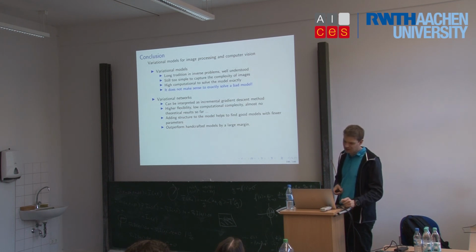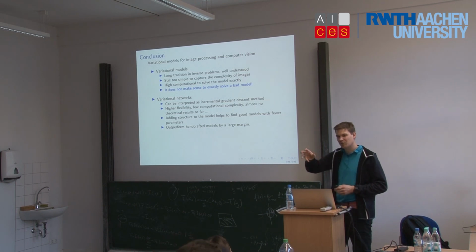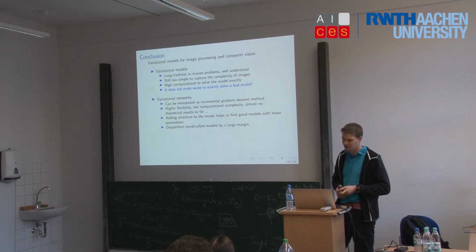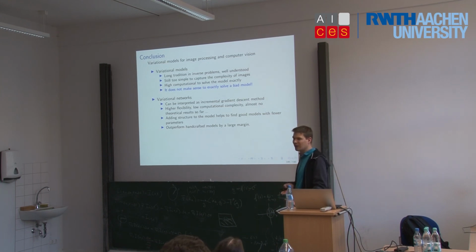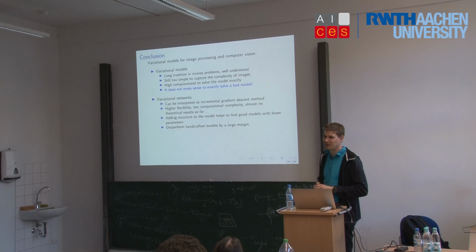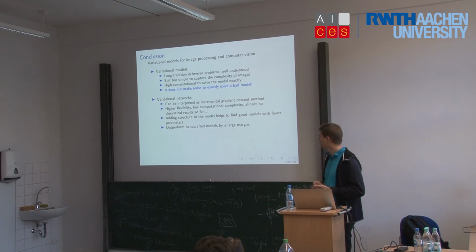But what we have seen is that adding structure to the models, like saying that the filters can be rotated or they live on multiple scales, helps a lot to find good models with fewer parameters. Mainstream deep learning often has hundreds of millions of parameters, and we mostly have just a few thousand parameters. But in the end, these learned methods outperform handcrafted models by a large margin.